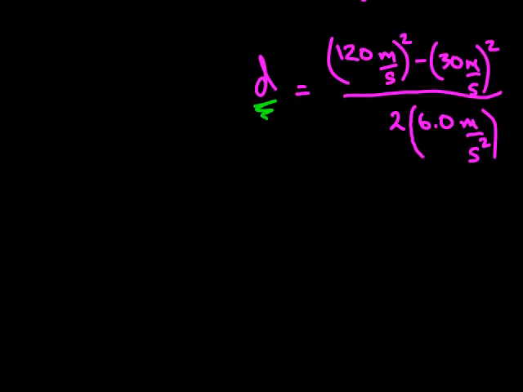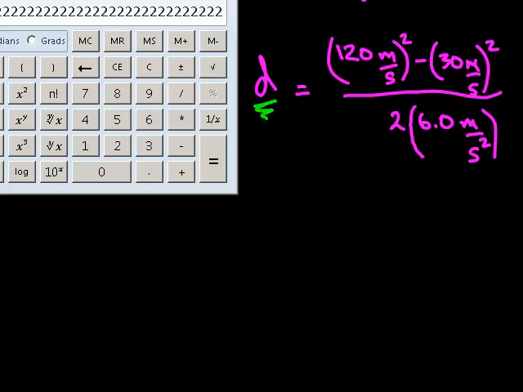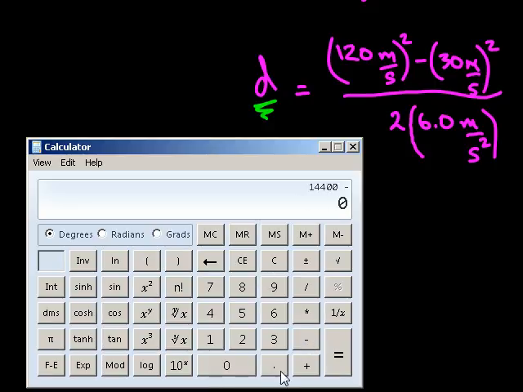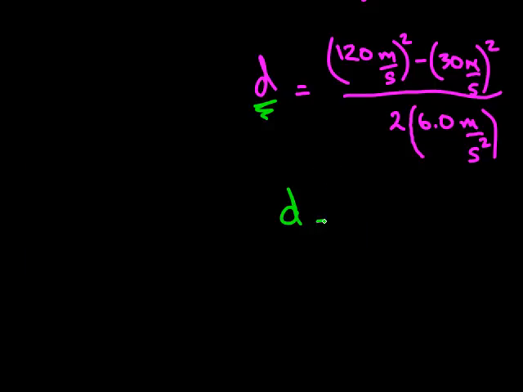Okay, so let's actually get out the calculator here and execute some of this. We've got 120 times 120 will be our 120 squared, minus 900, which is our 30 squared, so minus 900 equals that, divided by 12, because we've got the 2 times the 6. Okay, so numerically our distance is 1125. So our distance is equal to 1125. And of course that will be meters.